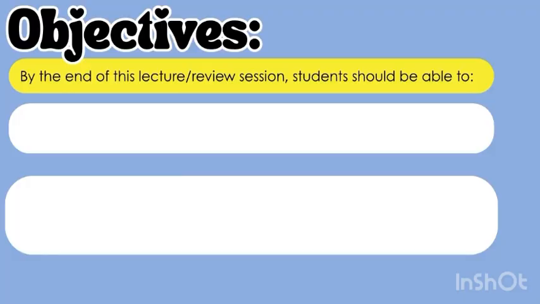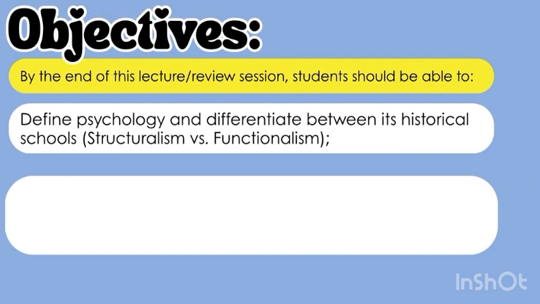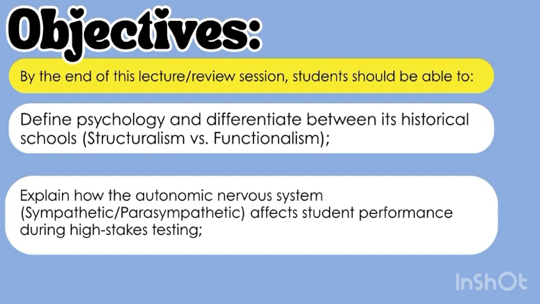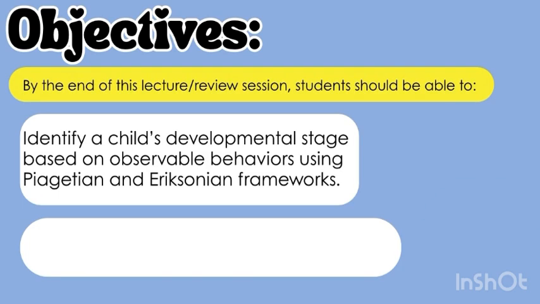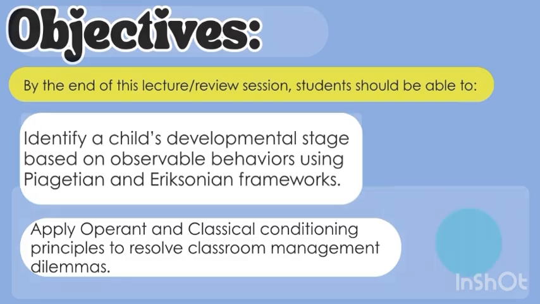By the end of the lecture or review, students should be able to, first, define psychology and differentiate between its historical schools, structuralism and functionalism. Next, explain how the autonomic nervous system, sympathetic and parasympathetic, affects student performance during high-stakes testing. Identify a child's developmental stage based on observable behavior using Piagetian and Eriksonian frameworks. And apply operant and classical conditioning principles to resolve classroom management dilemmas.